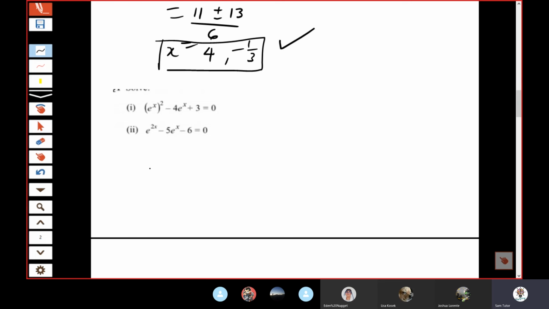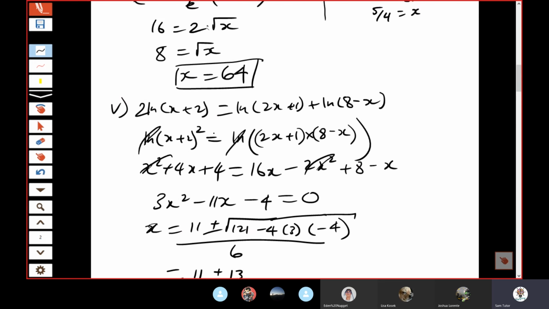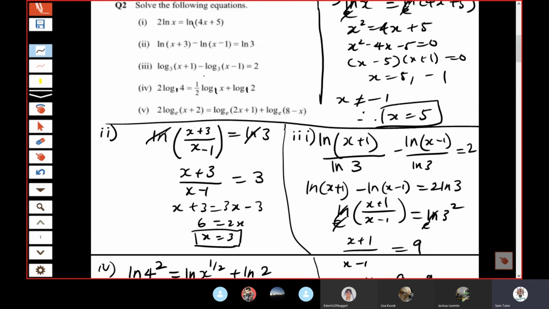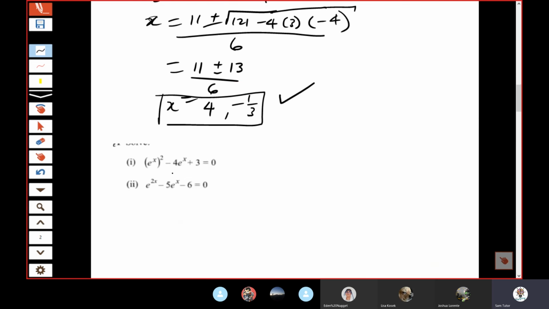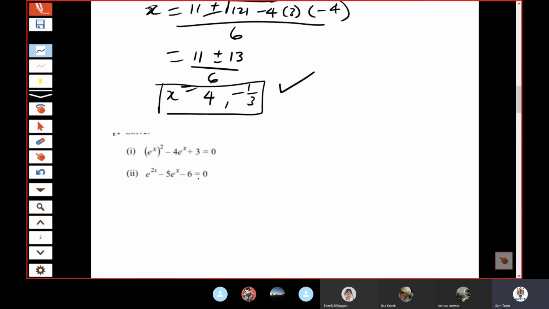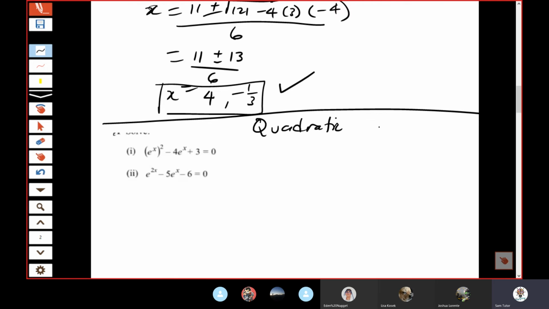Okay, so there's a big difference in the way we start. With log equations, you've got to do log laws and so on. With your exponential equations, they're actually quadratic equations, only hidden. Can someone say that that becomes a quadratic?